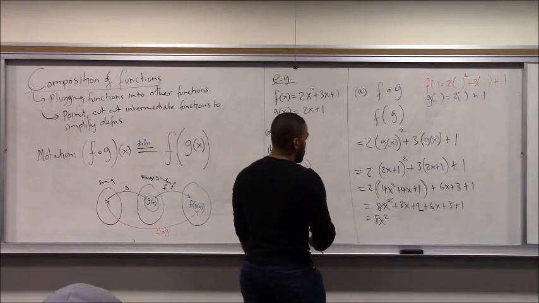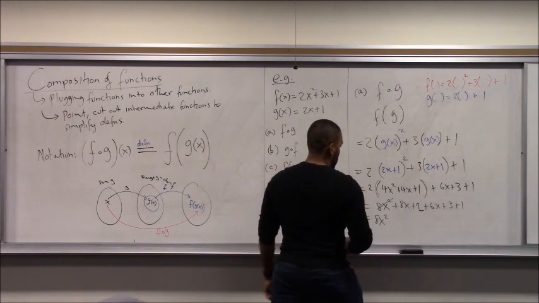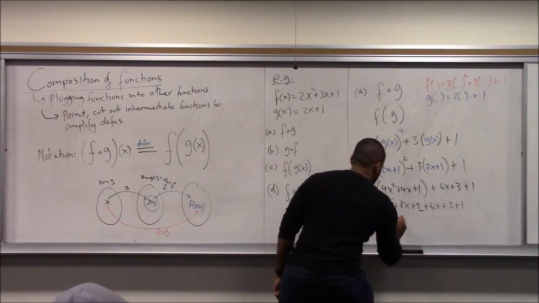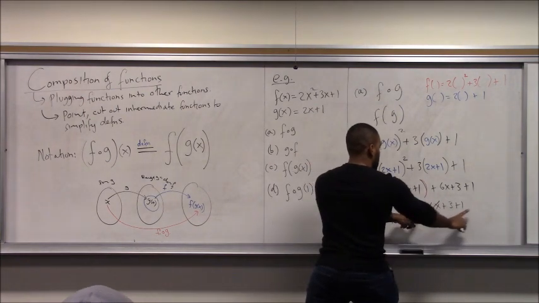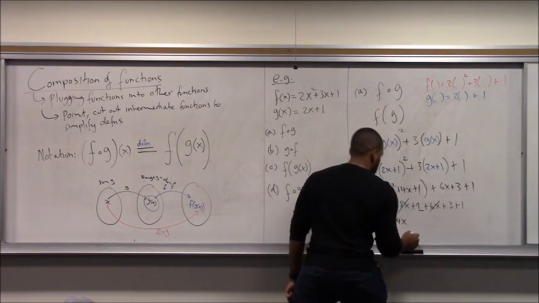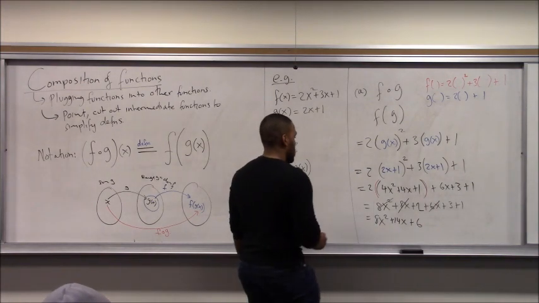So we have one squared term, that's 8x squared. We have two x terms, 8x plus 6x, that's 14x. Then we have just the constant terms, which is 2 plus 3 plus 1, that's 6. So that's what that would simplify to.